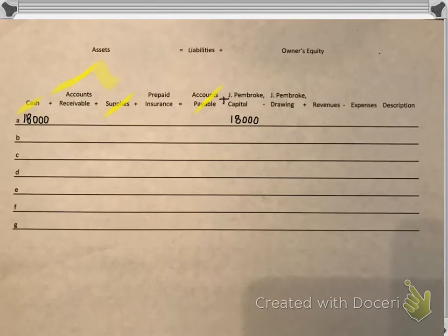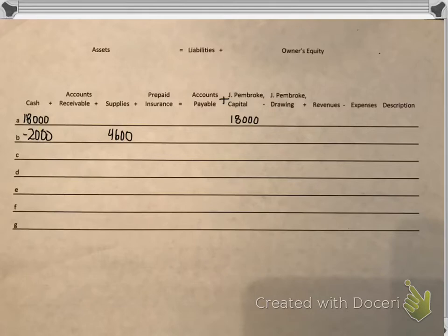Again, I just want you to always analyze it in detail. So what's happening to cash? Cash is decreasing. We paid $2,000 for those supplies. So we would have a decrease to our cash account of $2,000. What's happening to supplies? Supplies is increasing. We now have $4,600 in supplies. So supplies is increasing by $4,600.